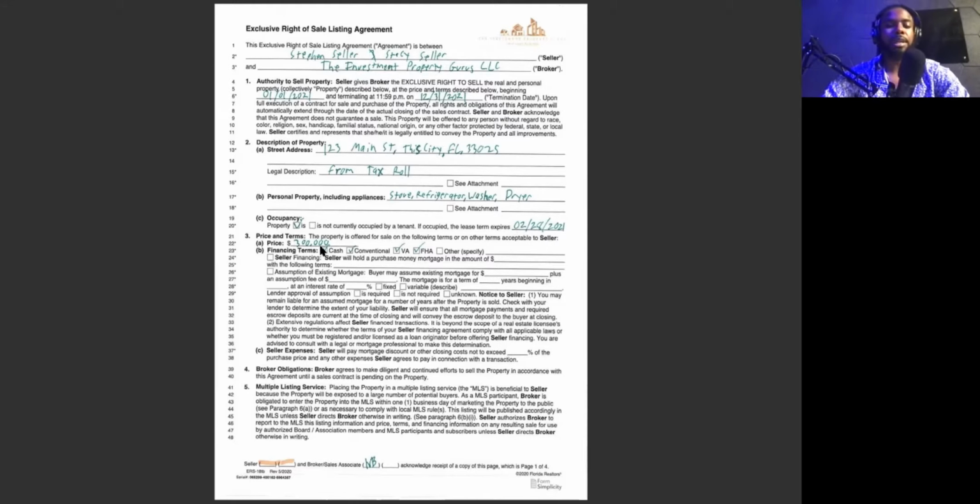Purchase price, this is whatever price you and the seller agreed to. This isn't to say you have to sell it at this price. It's just saying this is the price you guys are agreeing to market it at and put on the MLS app. Financing terms, you're going to again go through this with the seller.